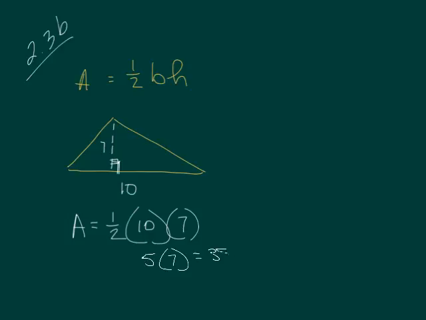and get 35. If you tried to take half of the 7 first, you'd get a fraction 7/2 and then multiply that by 10. So it's a lot easier when your base or your height, that doesn't matter, is an even number: take half of it and then multiply it by the other number, and then you can get rid of this half. Okay, and that will always work. All right, so that is it as far as finding the area of a triangle.